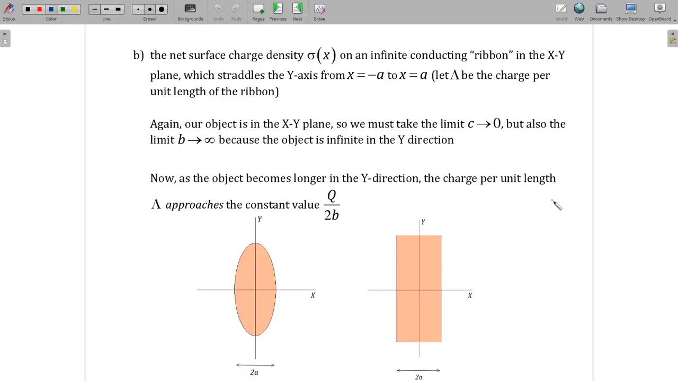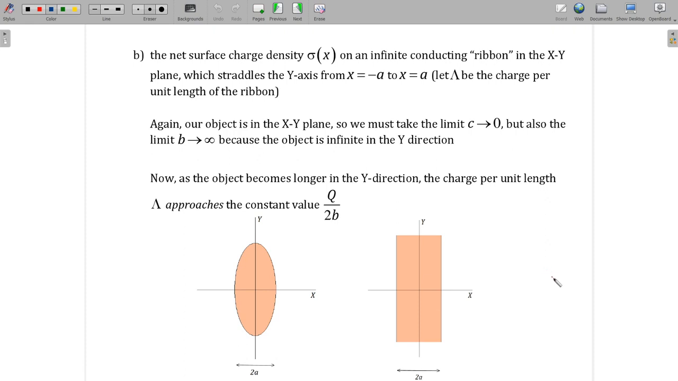So now moving on to the second part. Again, we have an object that we have to reach through some transformation of the quantities A, B, C. We have an ellipsoid to begin with, and we want a strip. So let us read. Net surface charge density on an infinite ribbon in the xy plane which straddles the y-axis. Straddles the y-axis means that its boundaries on the two sides are parallel to the y-axis. So this is one side which is x equal to minus a, and the other side x equal to plus a, and it is a ribbon in the xy plane.